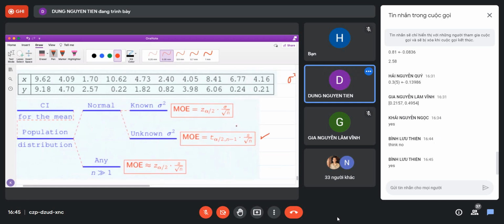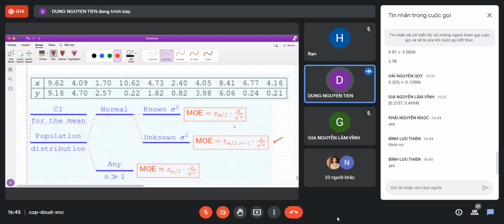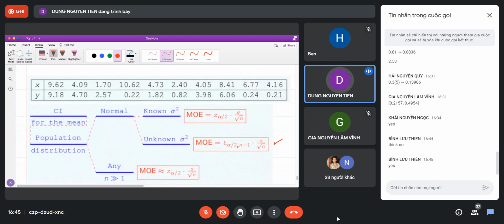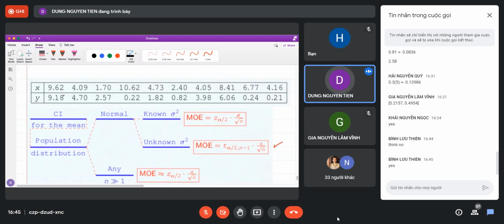Now, so you say that we can use the second approach for both x and y, correct? So it seems that x and y are quite similar to each other, right? And we can use the same method. Am I right? However, that is not true. That is not true, and that is the point.